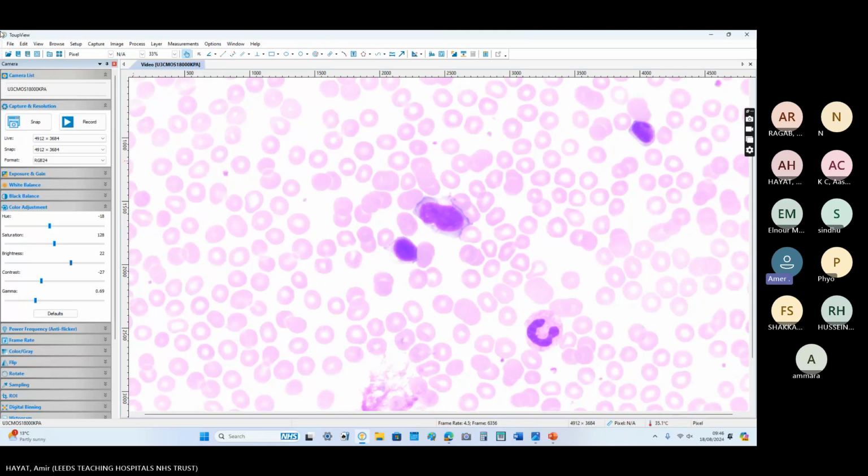There are no blasts. The blood film is most probably consistent with a reactive picture. To exclude infectious mononucleosis, the patient would need some further tests, like viral serology or a monospot test.